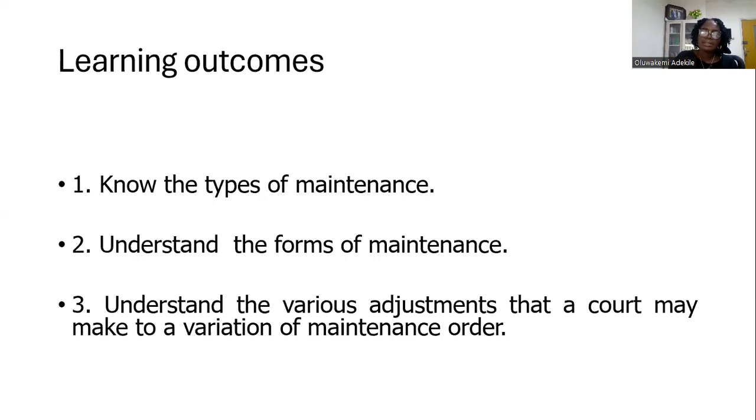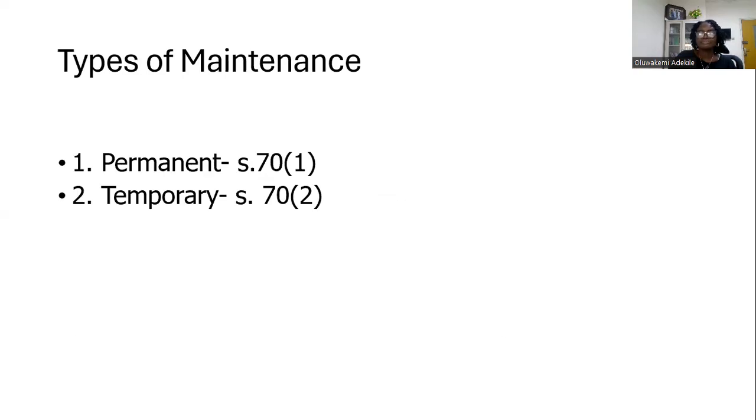The Matrimonial Causes Act, as we have always emphasized, governs the marriages that are celebrated by virtue of the Marriage Act, the marriages that we call statutory marriages, or that are English based, so to say. Then you look at Part 4 of the Matrimonial Causes Act of Nigeria, which deals with ancillary reliefs. You would see that it is possible under Section 70 to apply for maintenance either in its permanent form or in its temporary form.